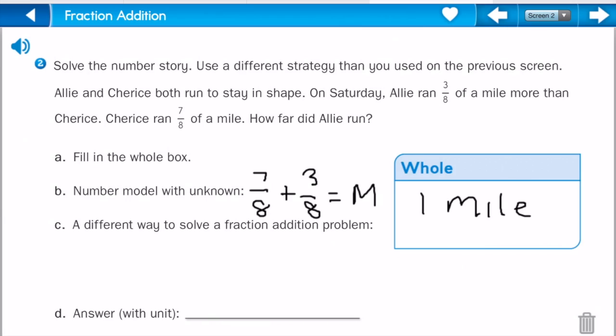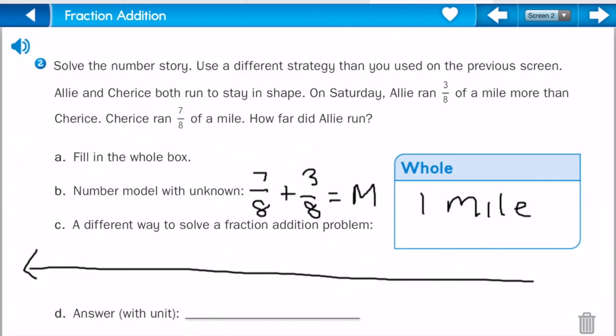So last time we used fraction circle pieces to solve the problem, but I'm going to show you guys a different way that we can solve the problem. And so what I'm going to do is I'm going to draw a number line. Okay, a number line. And so I know that we're dealing with 8s, so I'm going to start with 0. And I'm going to split this up into 8s.